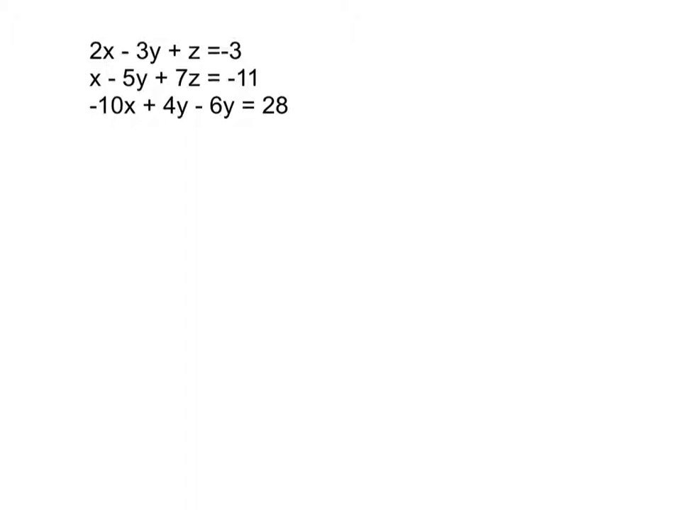First thing I'm going to do, I'm going to label my equations 1, 2, and 3. Then I'm going to take a look at my 3 equations and decide which variable would be the easiest to eliminate. And as I'm looking at all of the coefficients, it seems like x would be the easiest one to deal with.